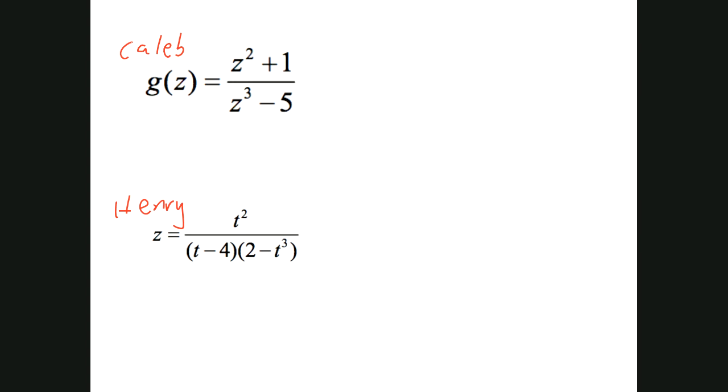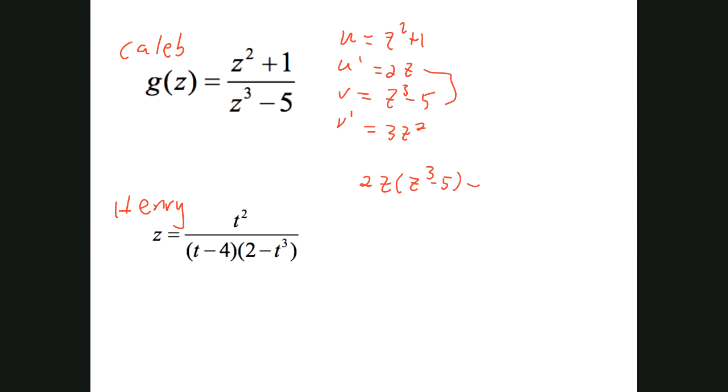All right, I did not do this problem yet, but let's do it. U is equal to z squared plus 1. U prime is equal to 2z. V is equal to z to the third minus 5. V prime is equal to 3z squared. Inside, so I've got 2z times z to the third minus 5, minus outside, so that's 3z squared times z squared plus 1, all over z to the third minus 5 quantity squared. Boom. Let's see, is that what you had?